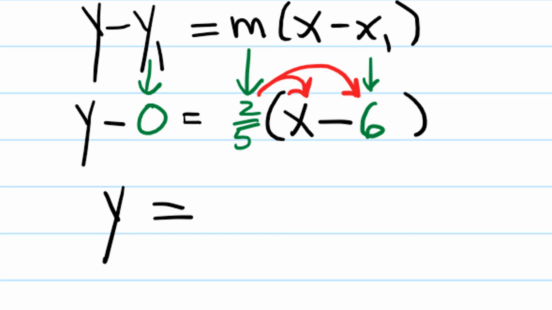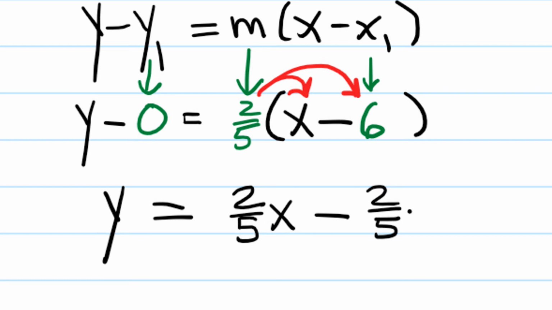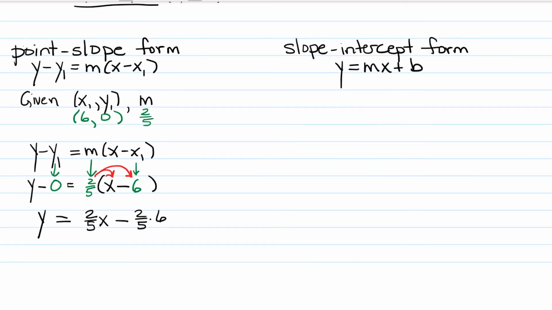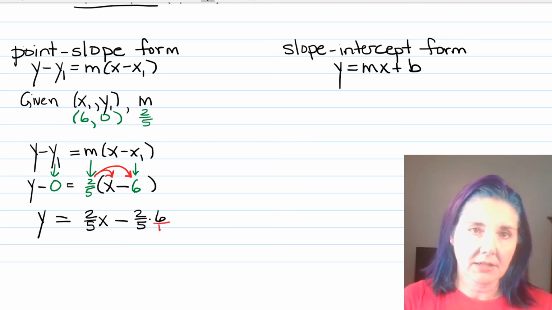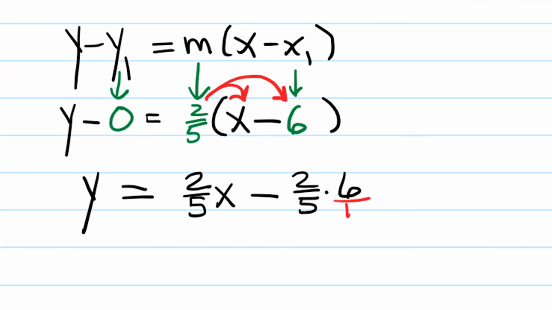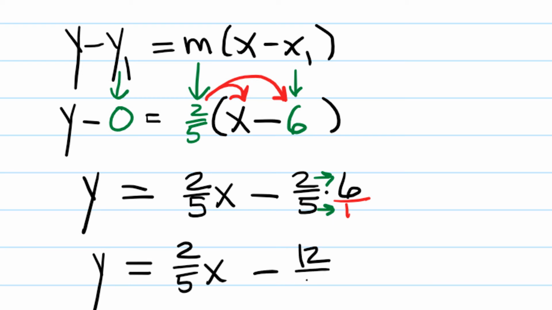So I'm going to multiply 2/5 times x, which is just 2/5 x. And then I'm going to multiply 2/5 times -6, which is going to give me a negative of whatever 2/5 times 6 is. Don't let fractions intimidate you. Think of the 6 as a fraction. Think of it as 6 over 1. We're just going to multiply straight across, top times top, bottom times bottom. So we have y equals 2/5 x minus 12 over 5.